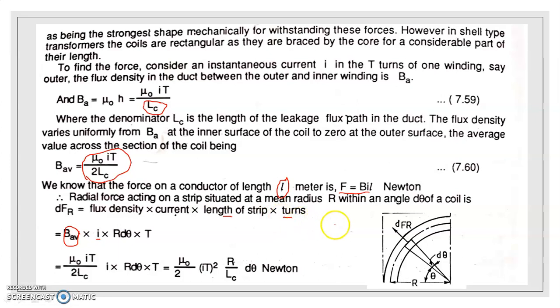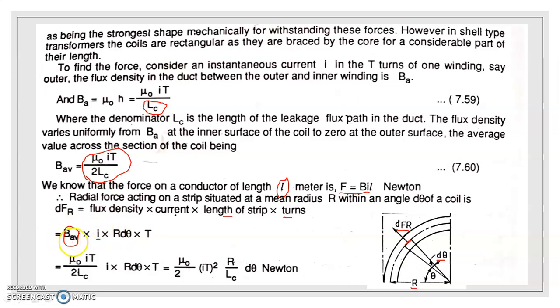Just consider a circular winding or a circular coil, and out of that a small portion, this differential part, having a force of dFr and having a radius r, with the angle d theta, considering a small differential part. So as per this, we can calculate the differential force for that particular small part.